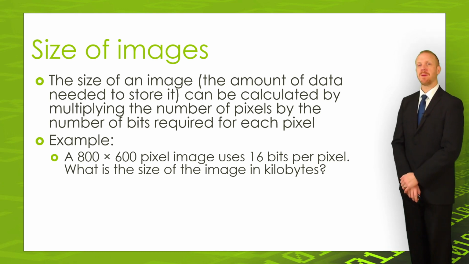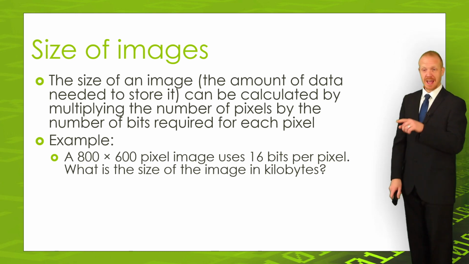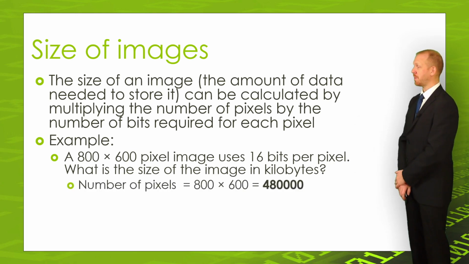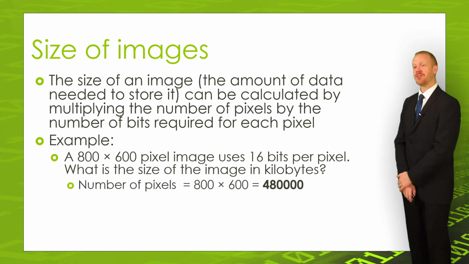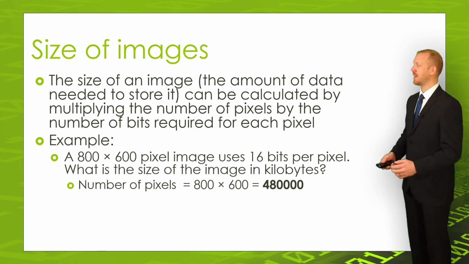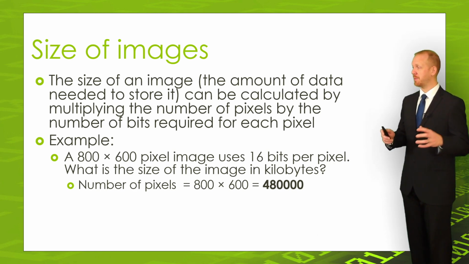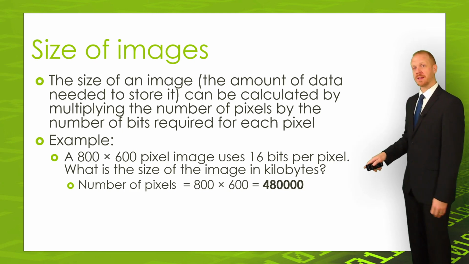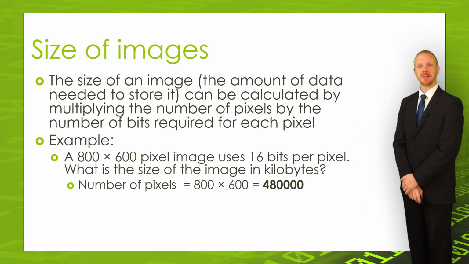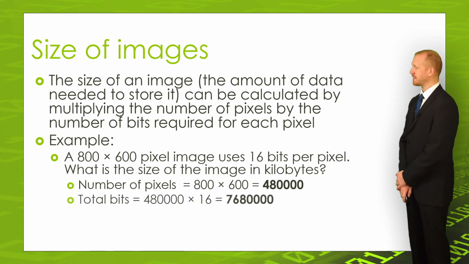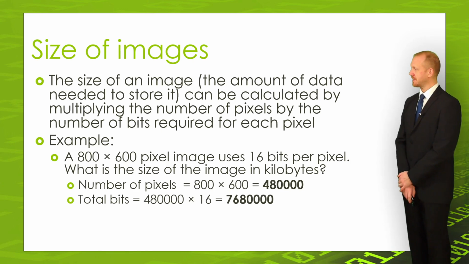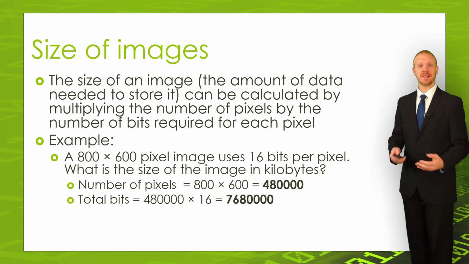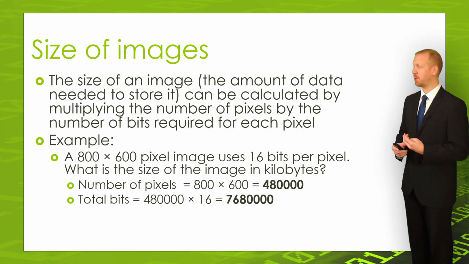let's work out how many pixels there are in our image. If it's 800 across and 600 down, we need to multiply 800 by 600 to get 480,000. There are 480,000 pixels that make up this 800 by 600 image. Great. Now each one of these pixels uses 16 bits. So we'll multiply that by 16 to get 7,680,000 bits in total for one relatively small picture.